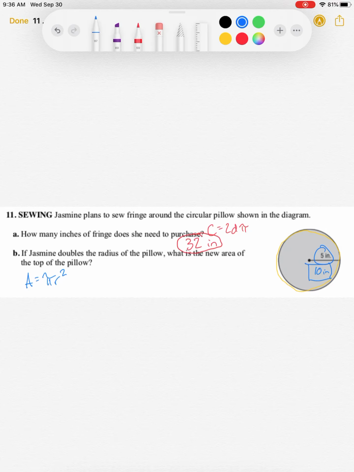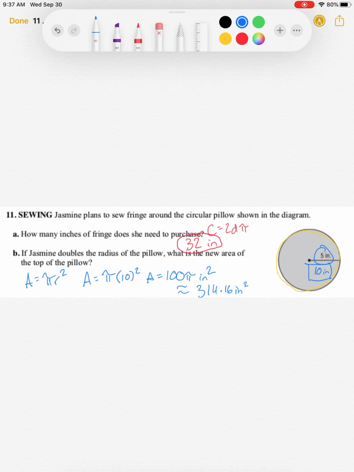I'm just going to plug the 10 into this formula. So I have area equals pi times 10 squared. I know 10 squared is 100, so the area equals 100 pi inches squared. I could also plug that into the calculator, 100 times pi equals 314.16. So I could also say it's approximately 314.16 inches squared.